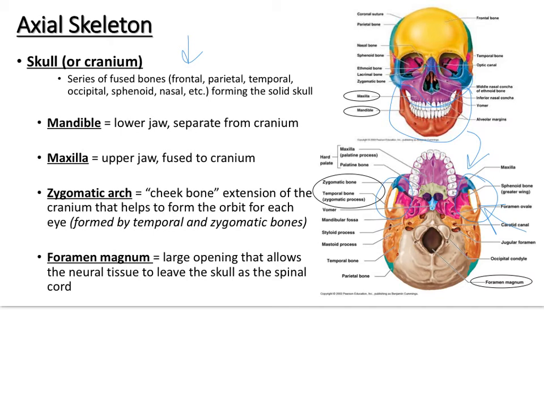And then the only foramen, the only opening I want you to know, is this foramen magnum, which is the very large opening on the bottom side or the underside of the skull. And this is where the spinal cord extends down from your brain and leaves the skull.